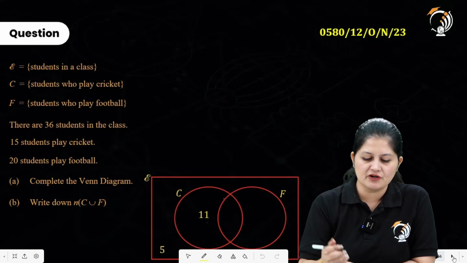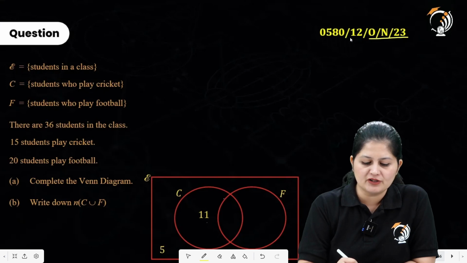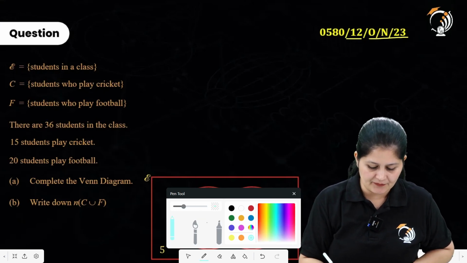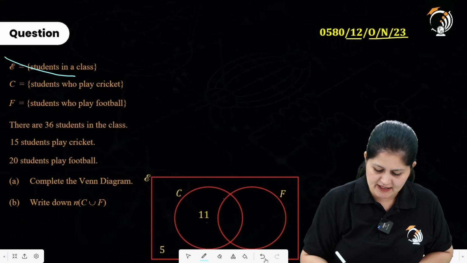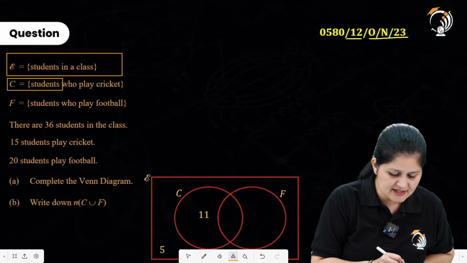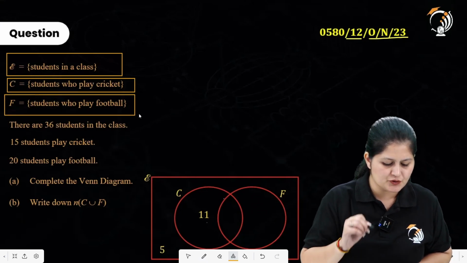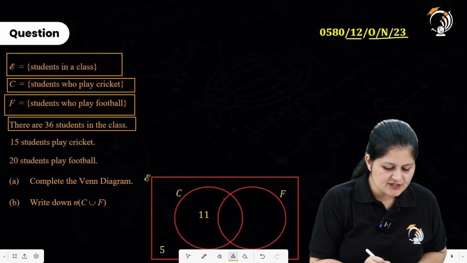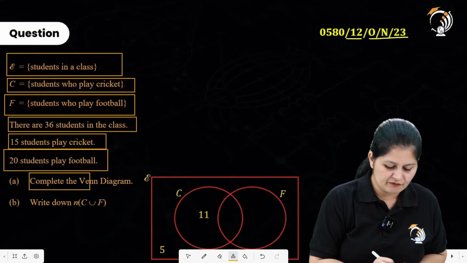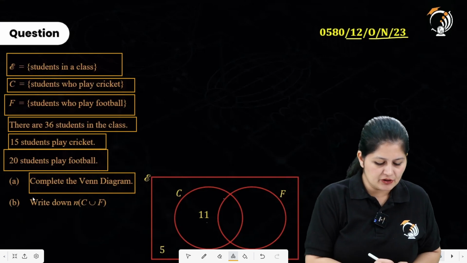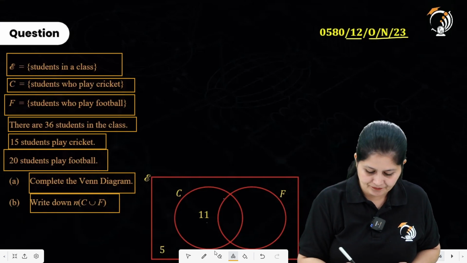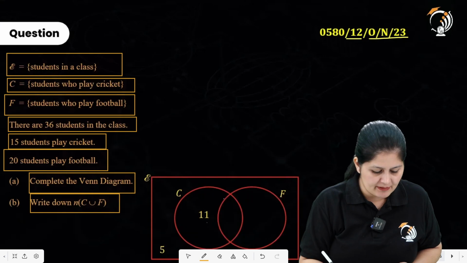So, let's have a question from the paper of October-November 23 from the variant 1-2, right? We are being given a universal set here which represents the students in a class. Then we have C, which represents the students who play cricket. F represents the students who play football. There are a total of 36 students in a class, 15 play cricket, 20 play football. We need to complete the Venn diagram and find the count for C union F.